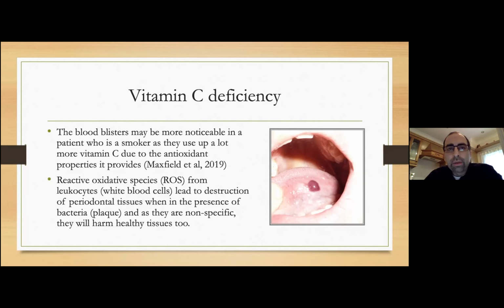And reactive oxygen species from white blood cells lead to destruction of periodontal tissues in the presence of bacteria, which is plaque, and as they are non-specific, they will harm healthy tissues too. So if there's a lack of vitamin C, there'll be these ROS, which will cause destruction, and this can lead to worsening of periodontal disease, which is gum disease.